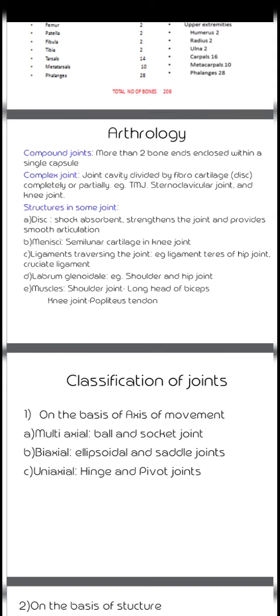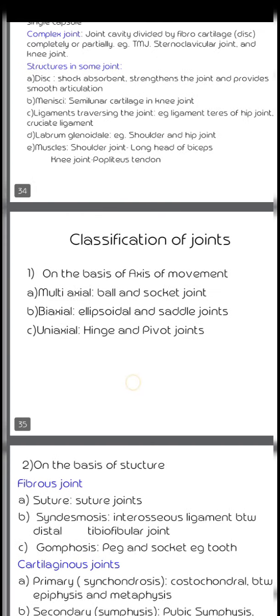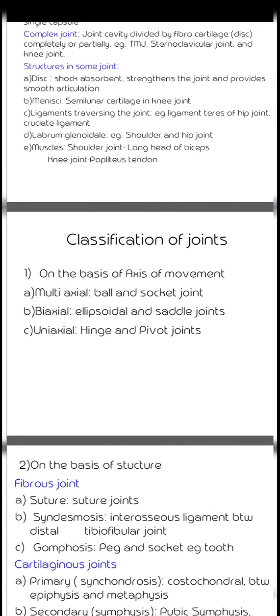So what are the different structures that may be present in some joints? First, there is a disc. A disc is a simple structure that acts as a shock absorber, mostly present between the vertebrae. It strengthens the joint and provides smooth articulation of the joint. There may be menisci. Menisci are semilunar cartilage in knee joints.